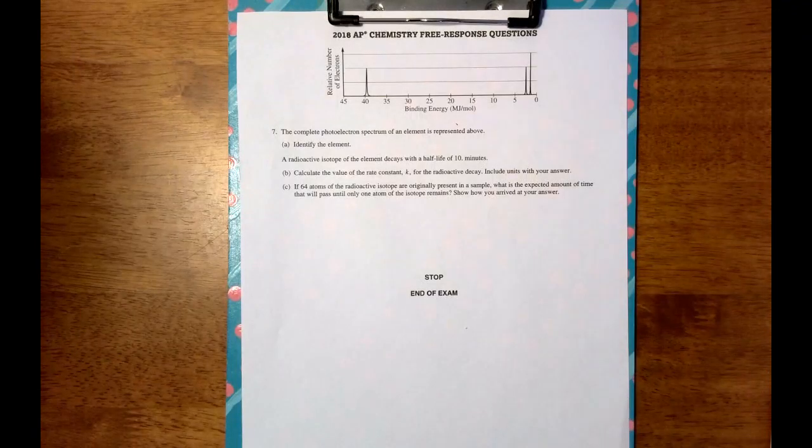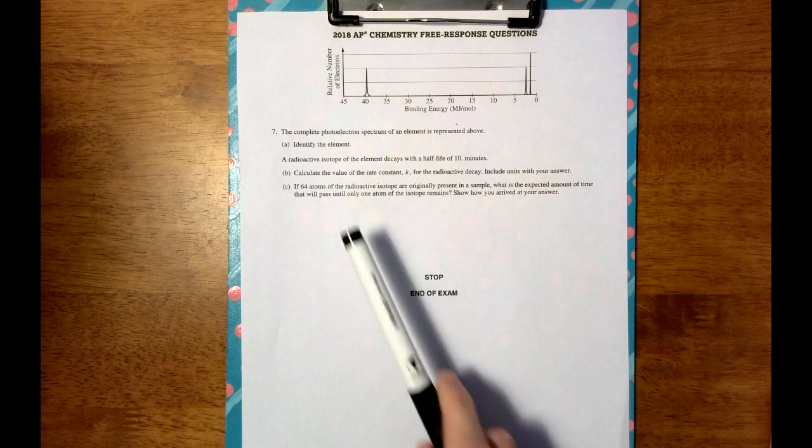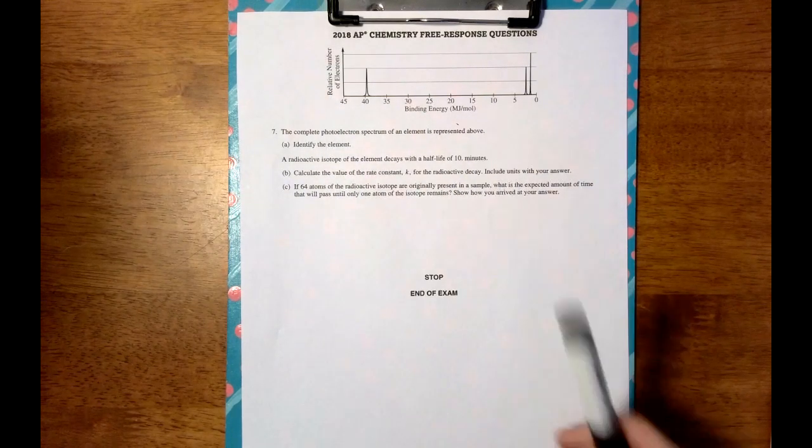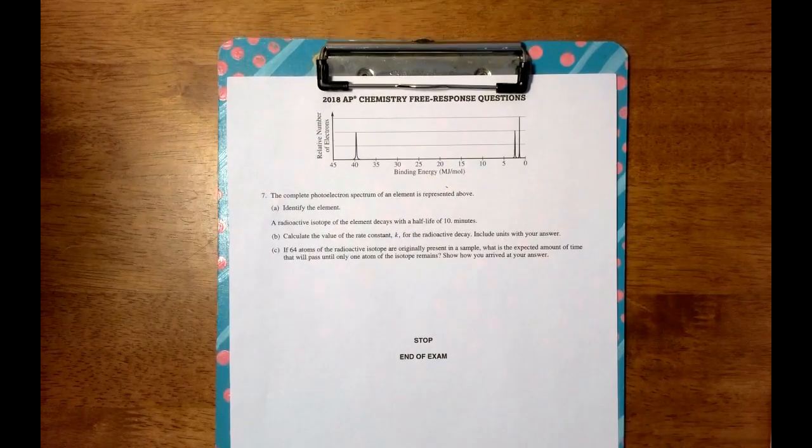All right, so let's look at our final problem in the 2018 AP Chemistry Free Response. This is number 7. If you have not done it yet, pause the video and work through these questions. This is a fairly quick problem. Come back and listen to the explanations, and you can look at the point distribution.